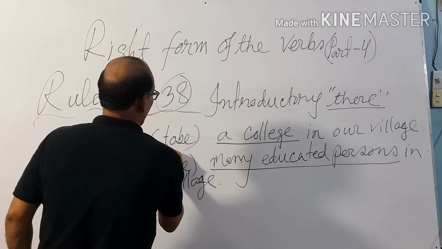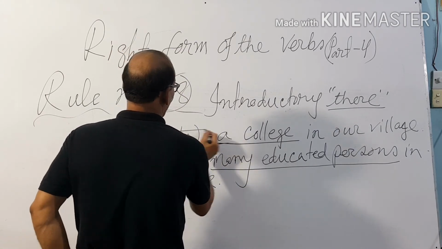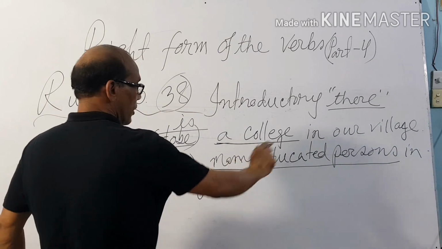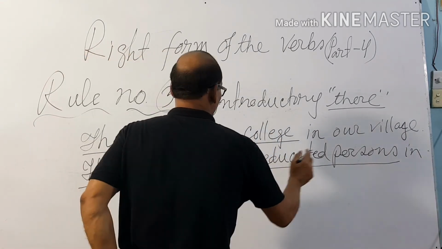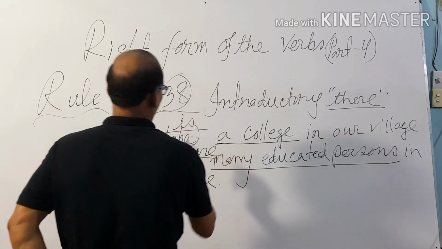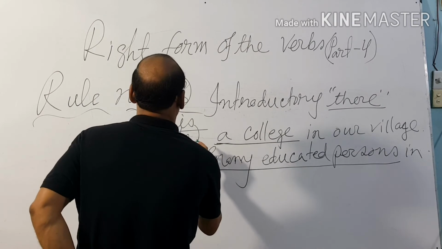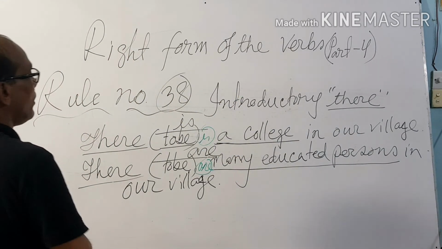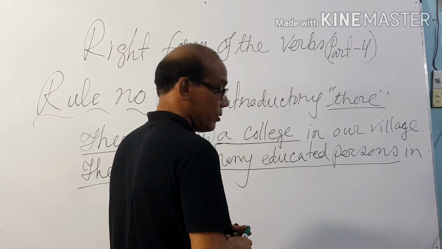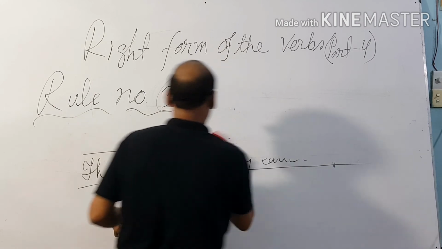Here, the "to be" verb will be "is" or "are". As "a college" is a singular noun, here we will have to use "is". And for "many educated persons", a plural noun, plural subject, we will have to use "are". There is a college in our village. There are many educated persons in our village. This is not so difficult a rule. I think it is clear to you. And the next one is 39.